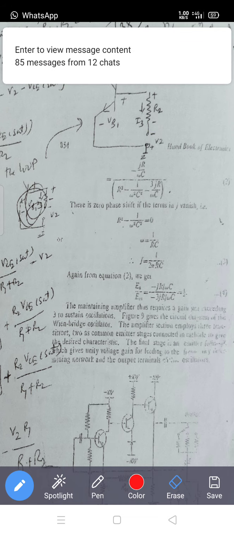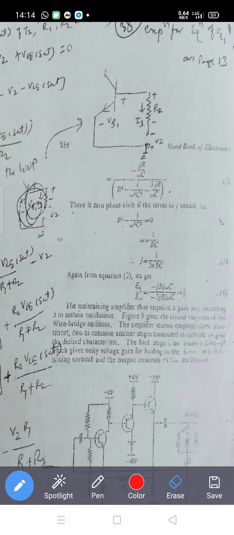Now the phase shift will be 0 if the terms in the j vanish, that is r square minus 1 upon omega square c square equal to 0. Therefore we can write omega equal to 1 by rc. From this equation there is zero phase shift if the terms in the j vanish. So we can write r square minus 1 upon omega square c square equal to 0. Now from this equation we can write omega equal to 1 by rc.